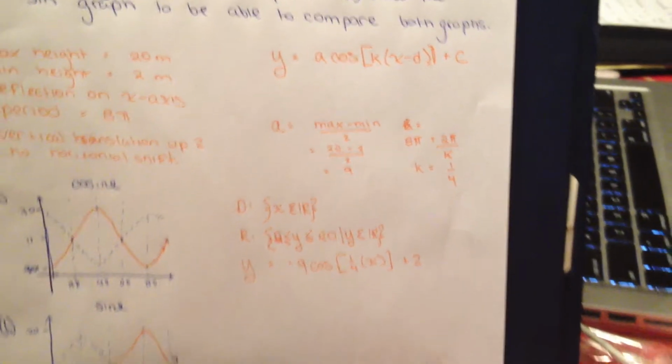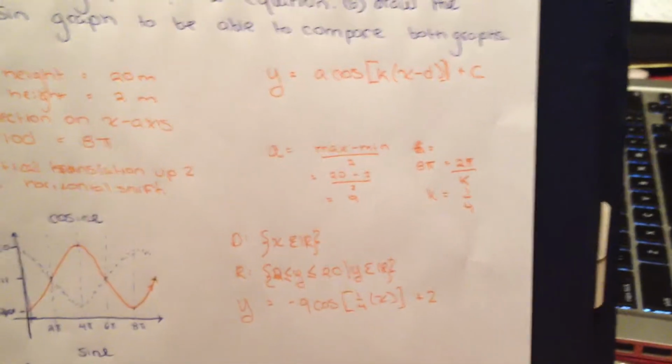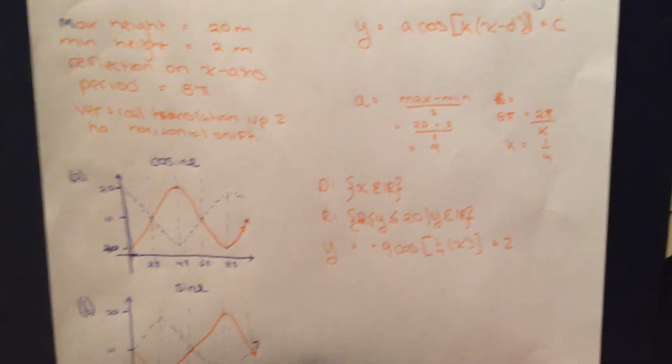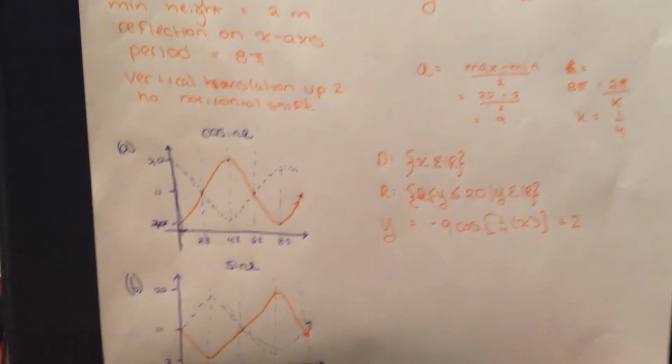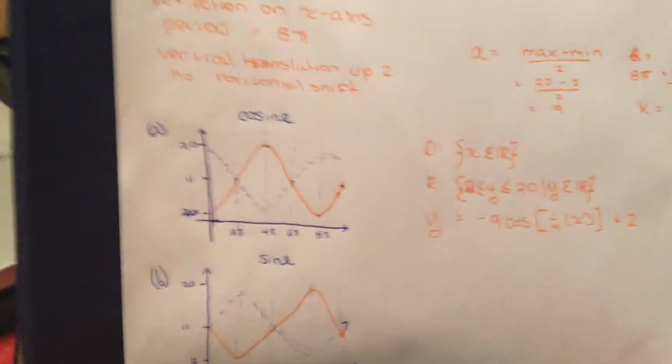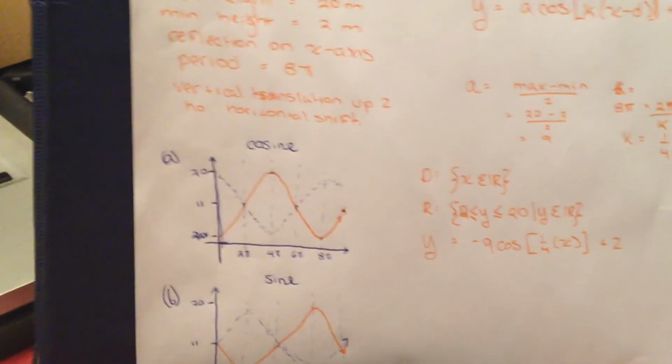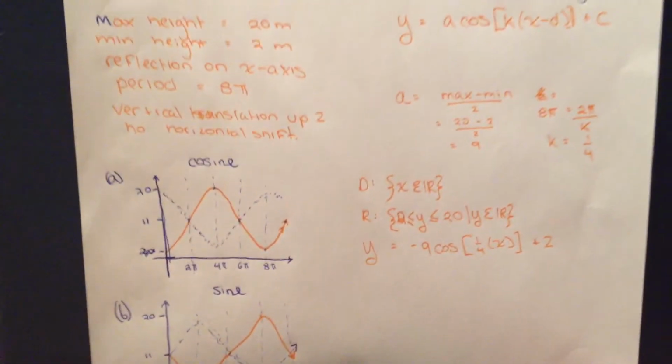Now that seems weird that k is a quarter, but because it's in brackets, we flip it. And if we flip 1/4, it equals 4. Which makes sense because the graph is being stretched by a factor of 4, because 2 pi is originally the normal period length for a cosine and sine graph.